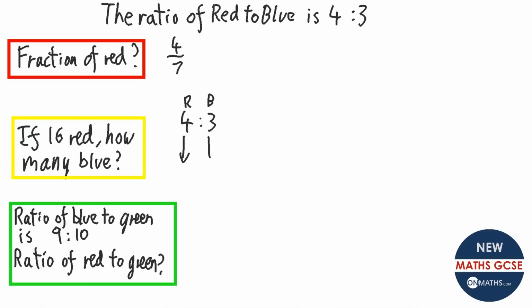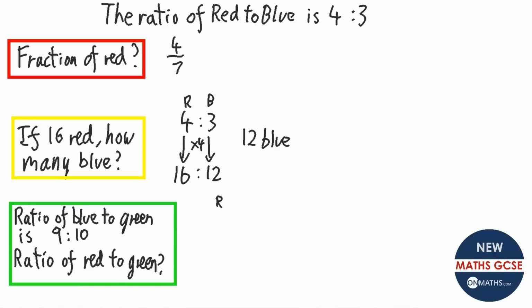And so what do I have to do to 4 to get to 16? Well, I times it by 4. 4 times 4 is 16, which is good. And 3 times 4 is 12. So there are going to be 12 blue. Okay, that's the last one.